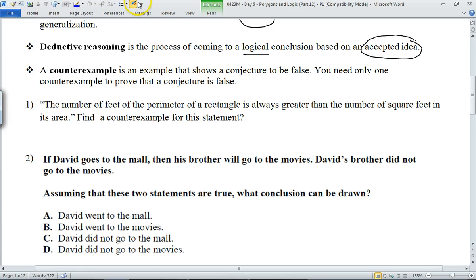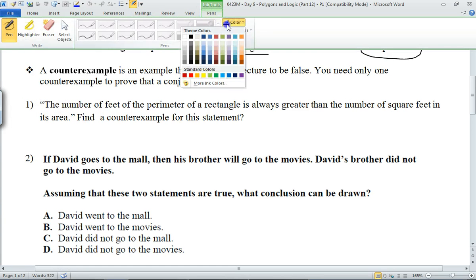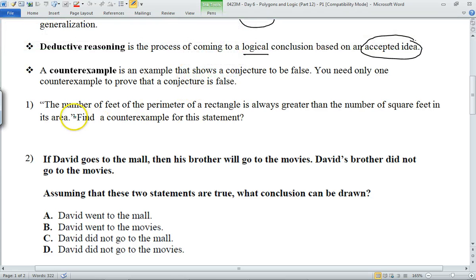Okay, look at problem number 1. The number of feet of the perimeter of a rectangle is always greater than the number of square feet in the area. Find a counterexample. A counterexample is an example that will prove the statement false. So it says the perimeter will always be greater than the area. So a counterexample would be one where the perimeter is less than the area.